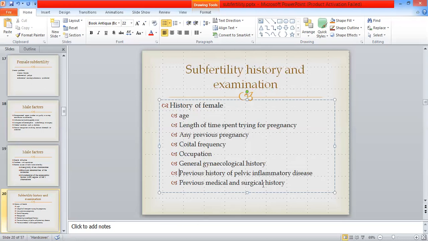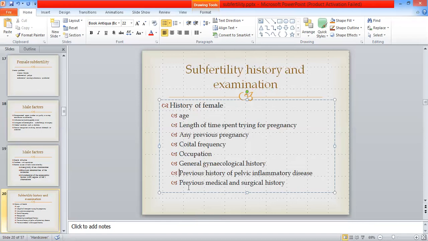Now, previous medical and surgical history. If the patient has previously suffered from any medical disorder like thyroid disorder, diabetes mellitus, hypertension, any chronic illnesses, the patient can suffer from subfertility. And any previous history of surgery is also important.